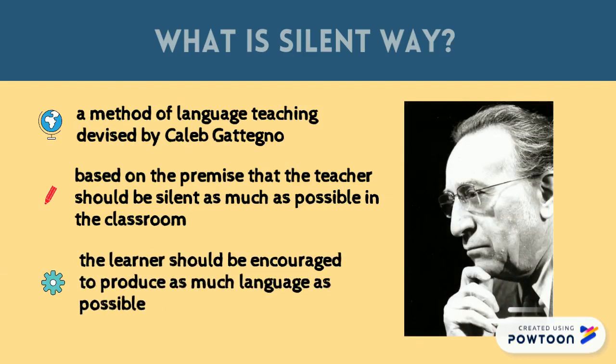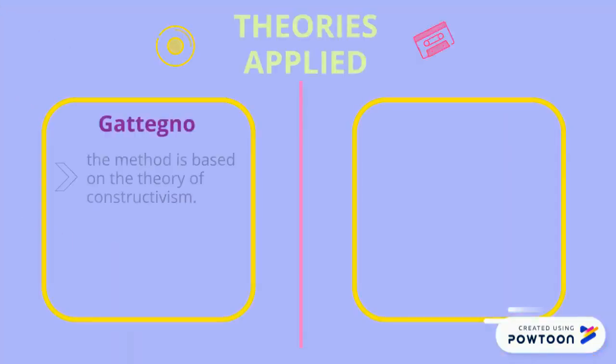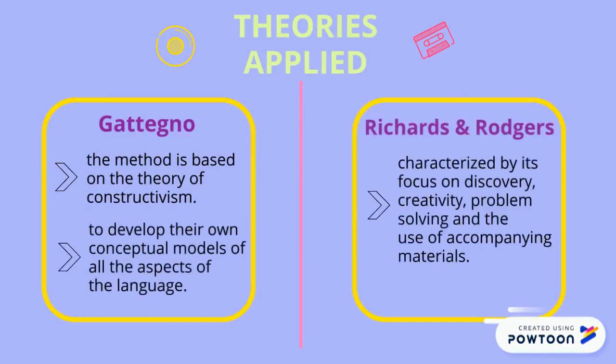In this method, the learner should be encouraged to produce as much language as possible. Gattegno states that the method is based on the constructivism theory and leads the learners to develop their own conceptual models of the language. The silent way is characterized by its focus on discovery, creativity, problem solving and the use of accompanying materials. Richards and Rogers summarized the method into three major features.